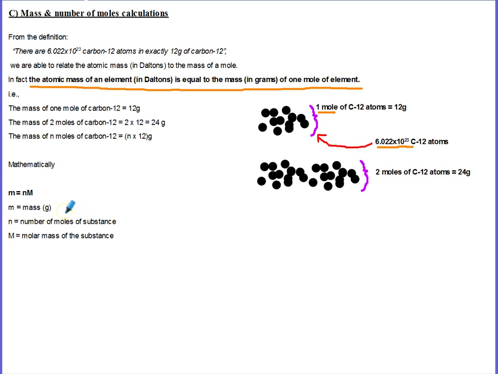So where m is mass in grams, to find the mass of a substance in grams, you've got to know how many moles you've got, and you've got to know its molar mass. So you times the number of moles and molar mass together, and that'll give you the mass. And that should logically follow from our little example at the top here.